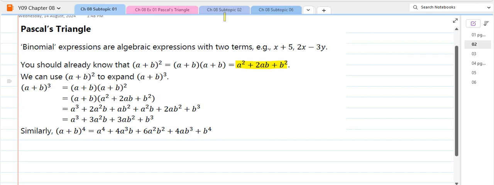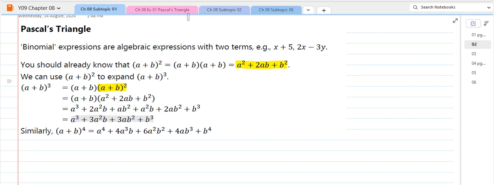So what happens next is that we can use a plus b squared to expand a plus b cubed. So a plus b cubed can be broken down into these two multiplications, and there you have a plus b squared, which is a squared plus 2ab plus b squared. If you continue the expansion, you will have another result after simplification, which is a cubed plus 3a squared b plus 3ab squared plus b cubed.